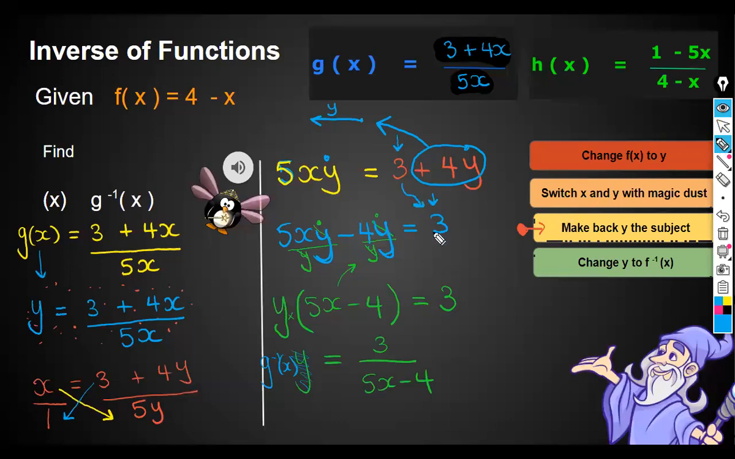This 3 is this 3, this 3 is this 3. I just changed the color of the 3. All these 3s are the same 3.